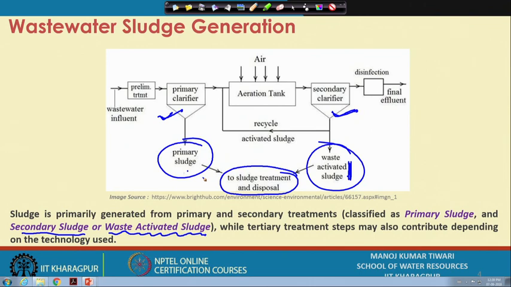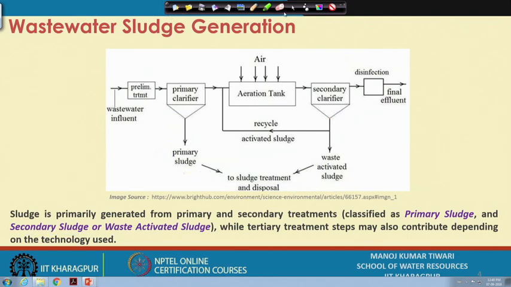While the tertiary treatment steps may also contribute some of this sludge depending on the technology, as we were discussing in the beginning, if you are going for a tertiary treatment which produces some sort of sludge, that sludge can also join in here. So, that also becomes a part of the wastewater sludge or sewage sludge which needs to be handled.